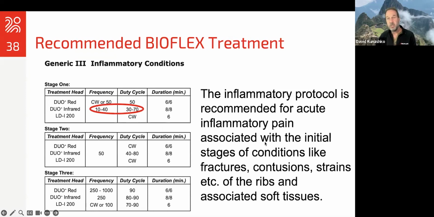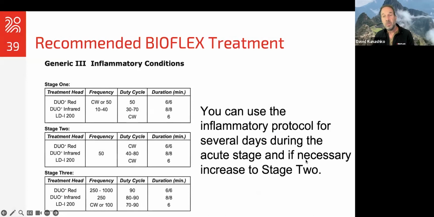Anytime you have an acute scenario, acute fracture, contusion, strain, these conditions I've talked about, within the first week or so, throw on the inflammatory protocol and stage 1, customize it 50/50 and 1030. It will preset to 1030, so you can use that. And then as you go along, if after a few days in the acute stage you feel it's necessary to increase, you can increase to stage 2. That's now a little bit more dosage, continuous wave, and usually 50/40 is the infrared.